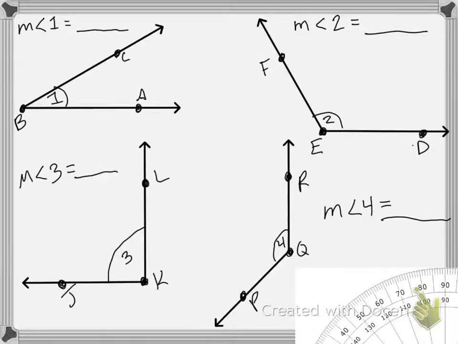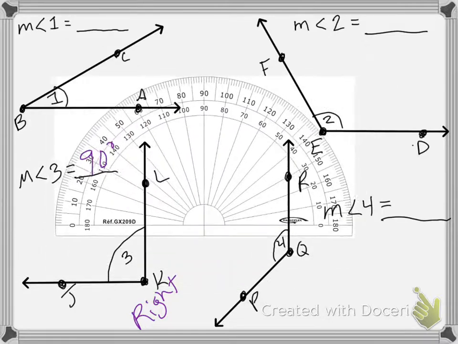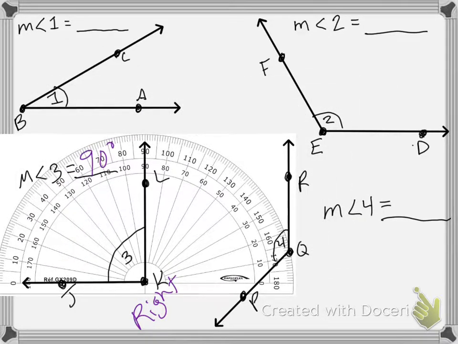So if you look at these four angles, you can tell that angle 3 is a right angle. I would call that a right angle, and we know that right angles have to be 90 degrees. But I can check that by using a protractor. With a protractor, you want to line up the crosshairs on the protractor with the vertex of your angle. You have to make sure that one of the lines is on the bottom line, like this one is. So you can see that the arrow points up to 90 degrees.